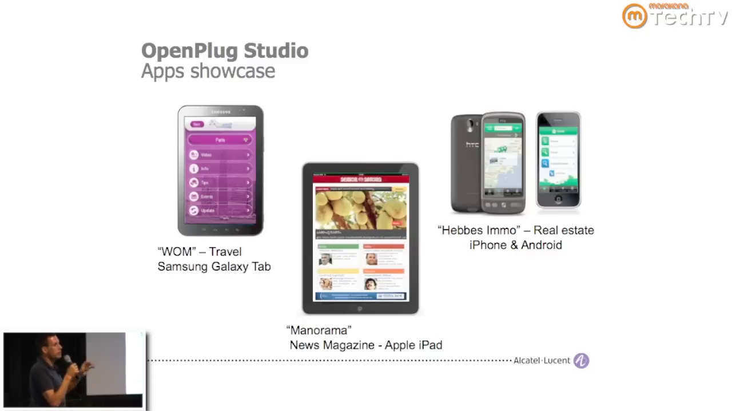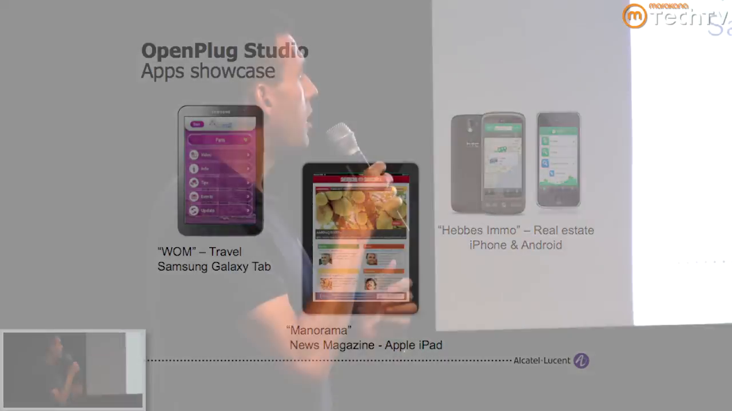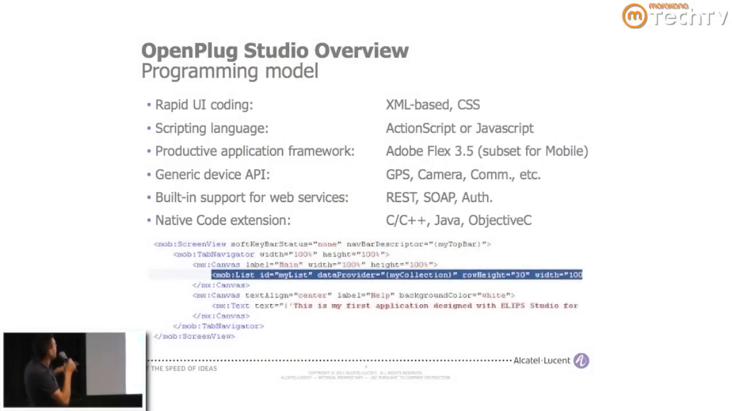A lot of the apps that I've seen using the cross-platform frameworks, you sacrifice a little bit on the UI, or it takes that much more effort to make it look that streamlined. But OpenPlug makes it really easy because it's all just JavaScript, XML, and CSS. It makes it very easy to make these apps look very nice. So just really quick on the technical stuff, it's all XML-based, CSS, ActionScript, JavaScript.